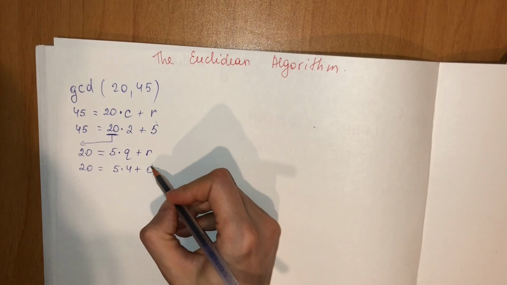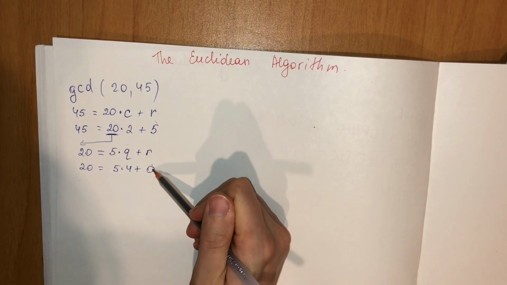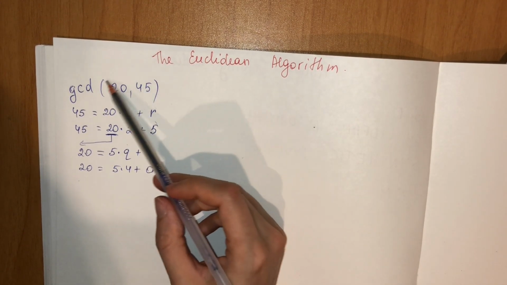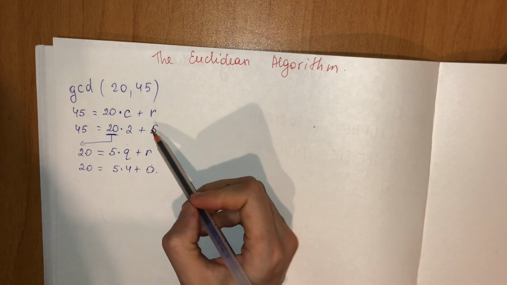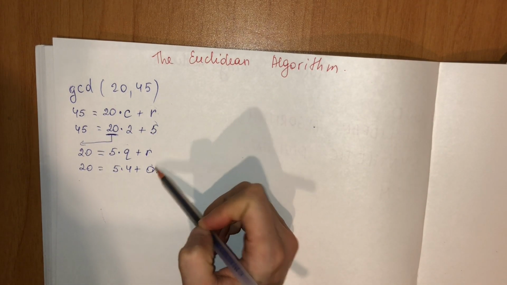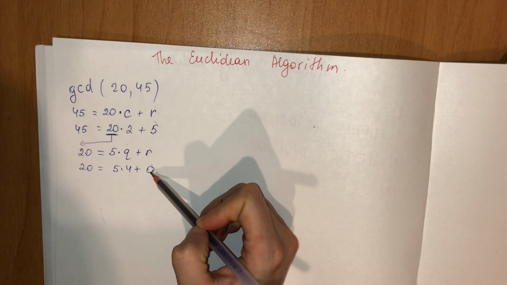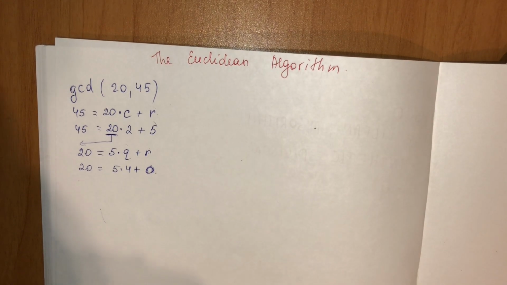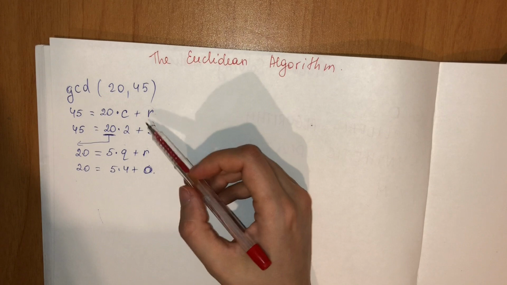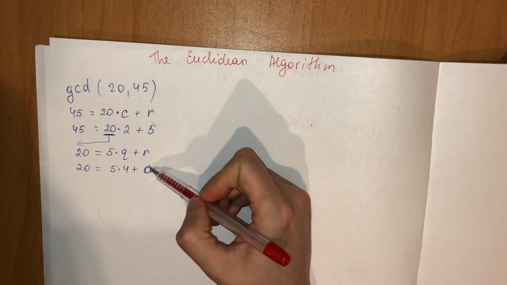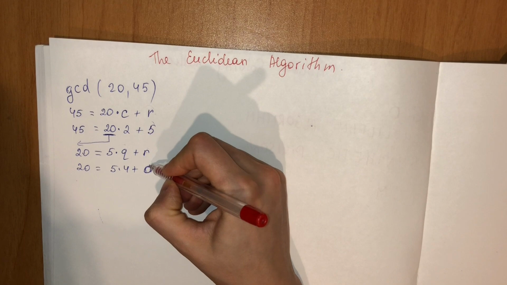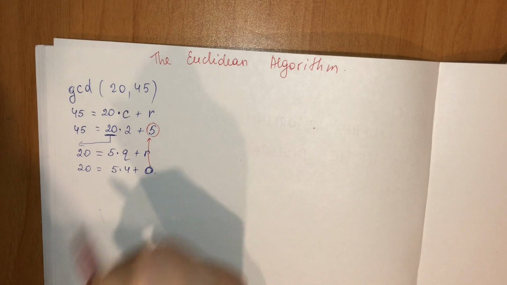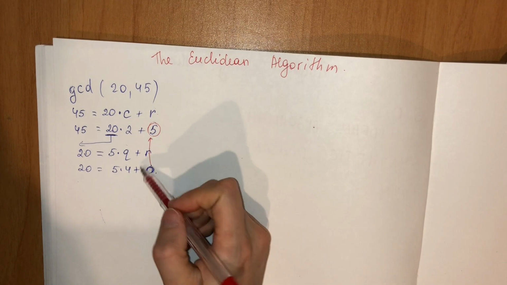Yes, here we got that the remainder is 0, and we said in the beginning of the example we will continue this process until the remainder is 0. Our answer is the remainder before this, the last nonzero remainder, which is 5. So our result is 5.